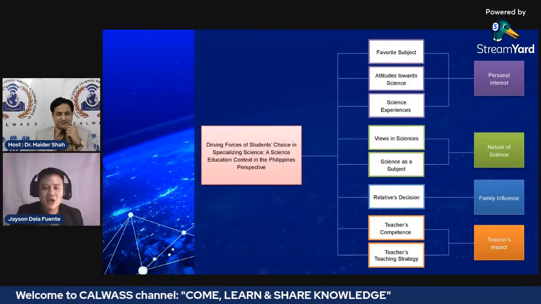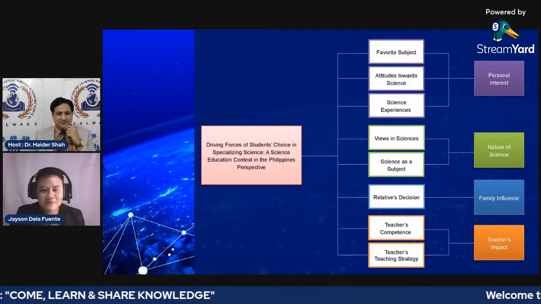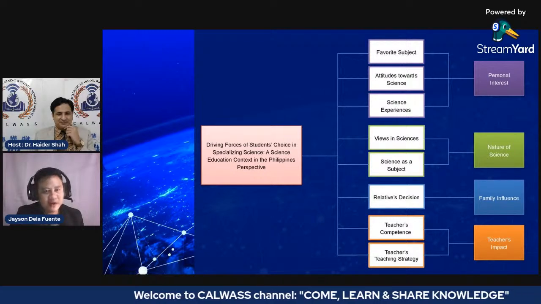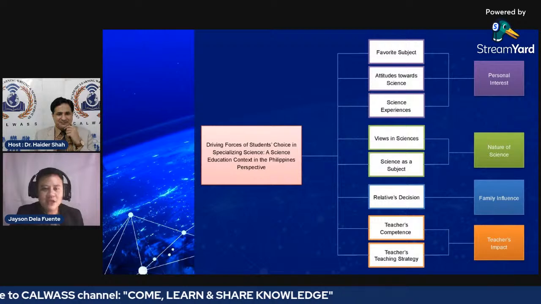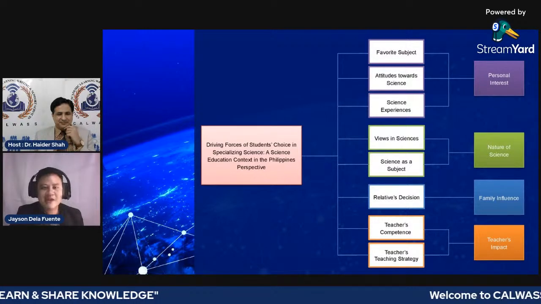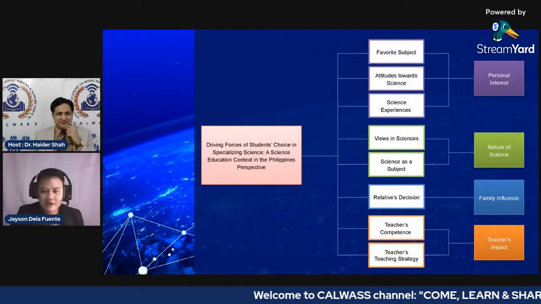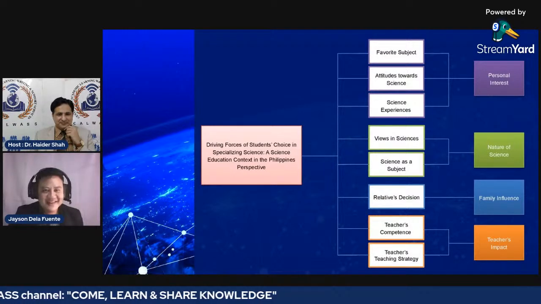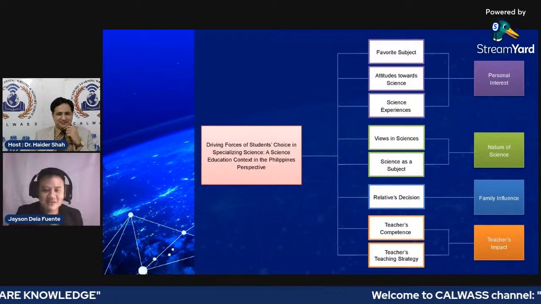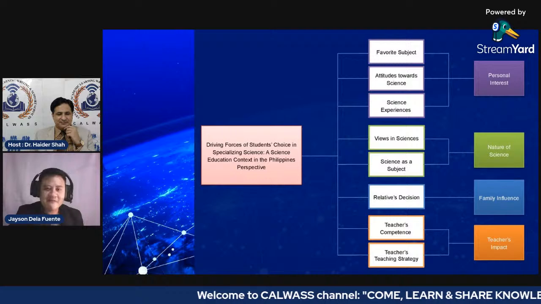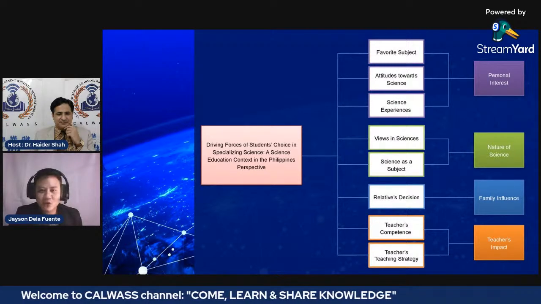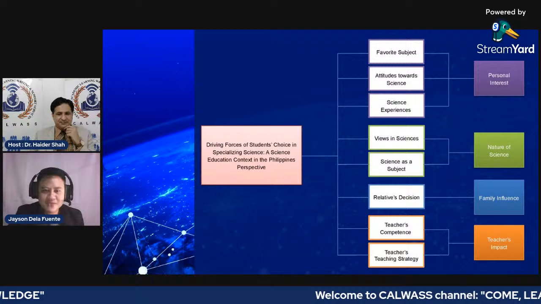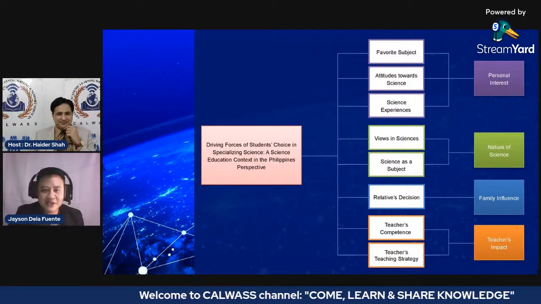In this illustration, you can see that the first box is the things that I explored in terms of the driving forces of students' choice, why they choose science as their area of specialization, and they shared these in the interview. The next boxes are the clusters of meanings from those general and relevant meanings. I clustered them and formed six sub themes, and they were clustered into four.